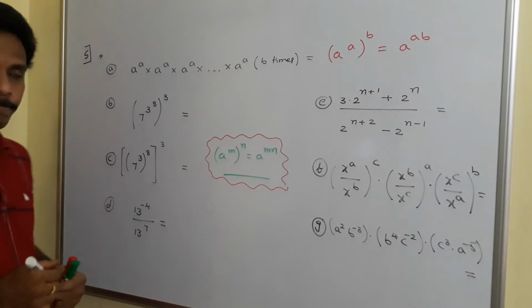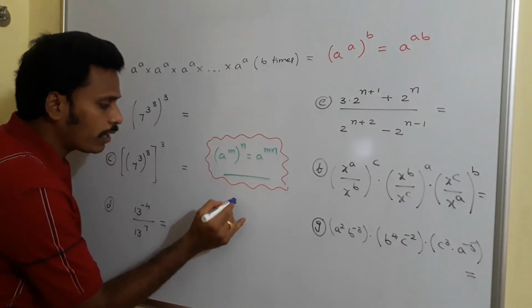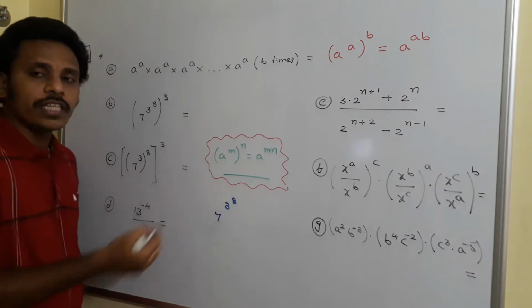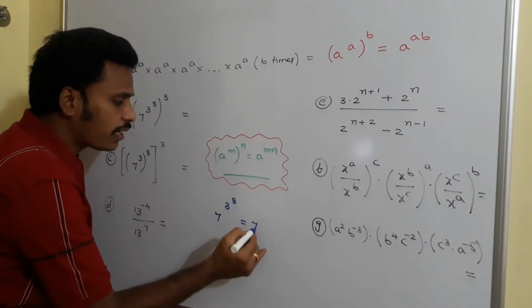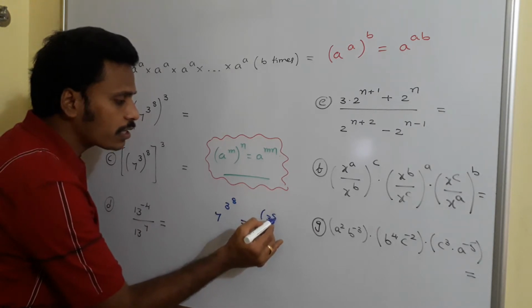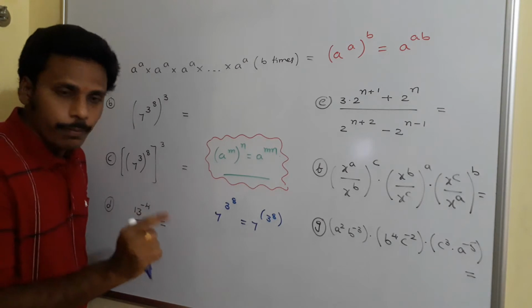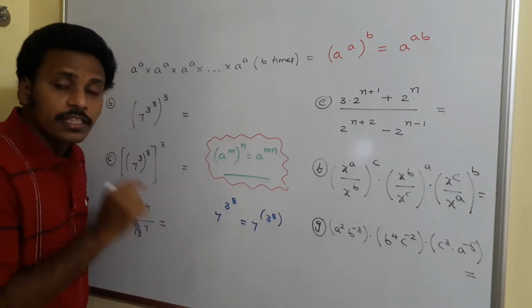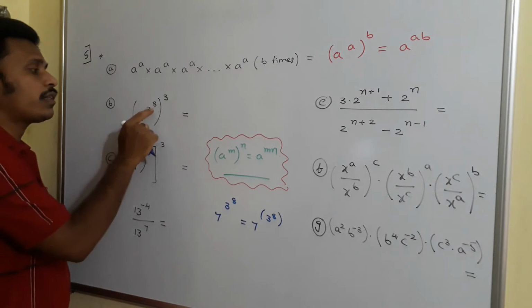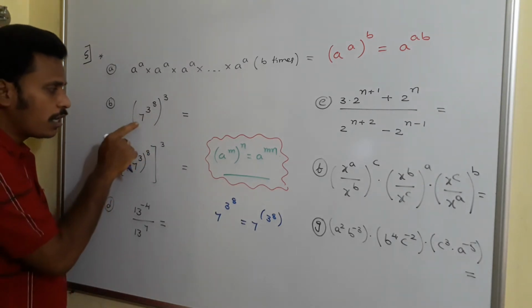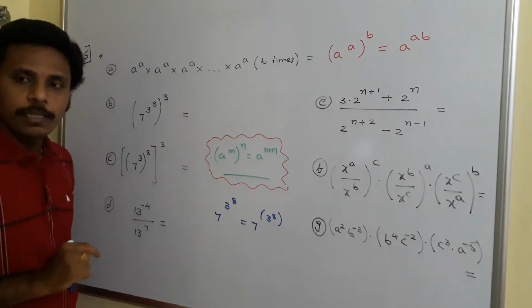As I said, first of all you need to identify the base and power. For this it is 7 power 3 power 8. Just look here, 7 power 3 power 8. In this, no brackets are maintained. In such a case, as I said, you need to use a bracket for this 3 power 8. In the sense, this 7 is the base and 3 power 8 is the power. Once again, 7 power 3 power 8: 7 only is the base and 3 power 8 is the power.